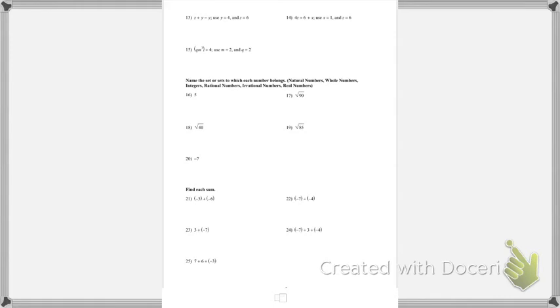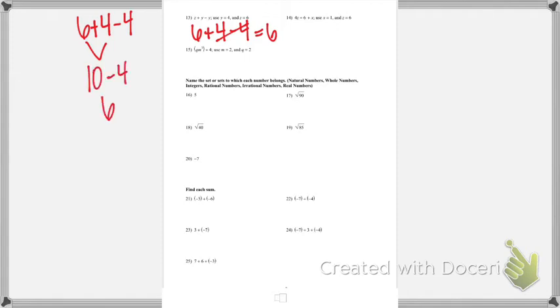All right, number 13. It tells us that z is 6 and y is 4. So we have 6 plus 4 minus 4. So you could automatically notice that these two 4's cancel and you're left with 6. Or, of course, you could say 6 plus 4 is 10, minus 4 more is 6. That would be working left to right since you have both adding and subtracting. Okay?